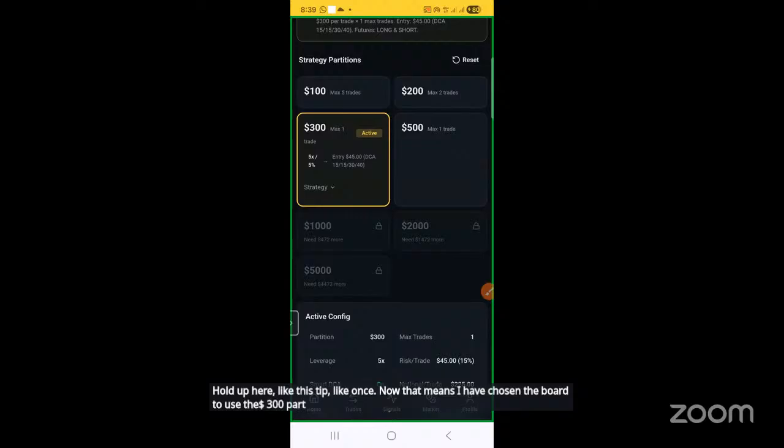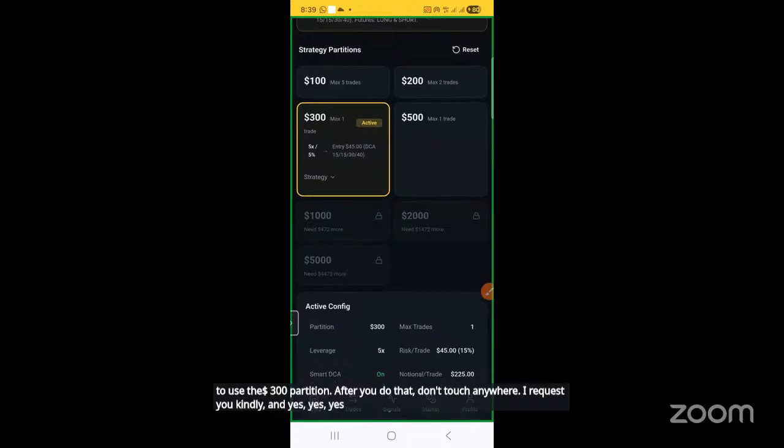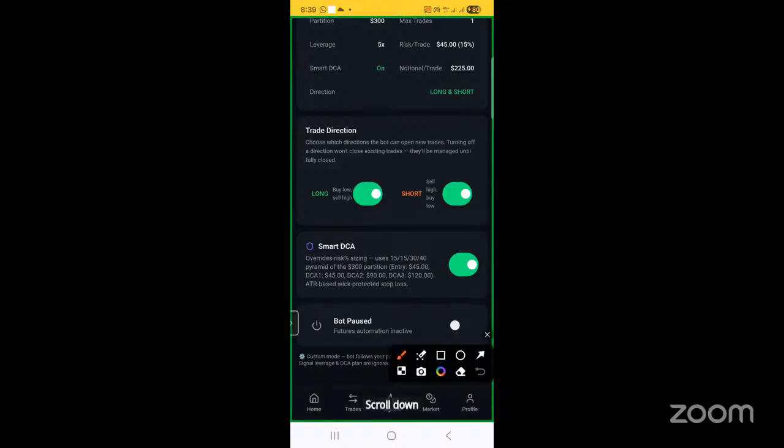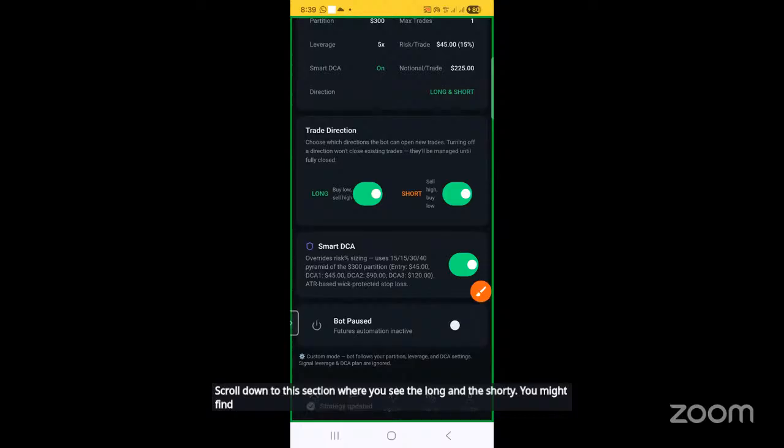After you do that, don't touch anywhere. I request you kindly, don't touch anywhere again. Just scroll down to this section where you see the long and the short. You might find that these buttons, maybe they are off like this.